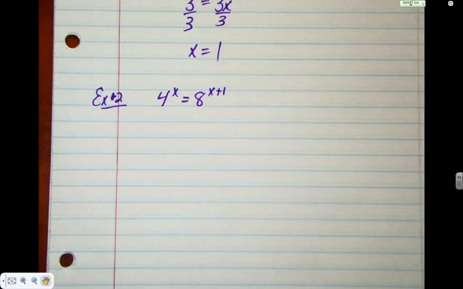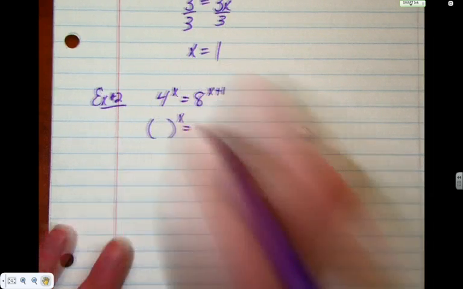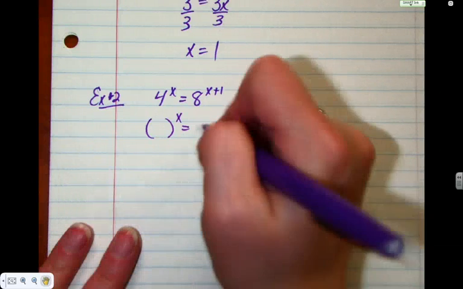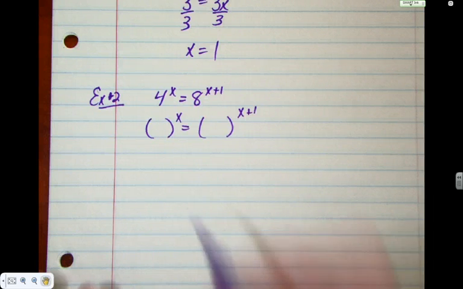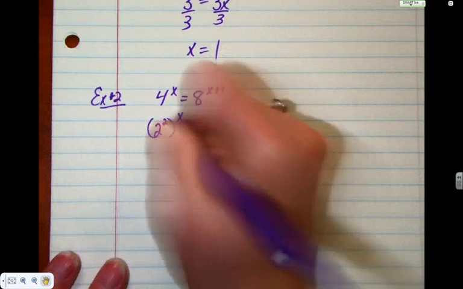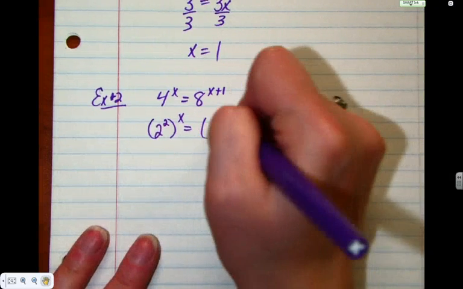What that means is there's an even lower base we can turn them both into. So 4 and 8 are linked to 2. So we're going to change both the bases this time. I'm going to keep that x as the exponent. I'm going to keep the x plus 1 as an exponent. All I'm doing is what's called substituting equivalent expressions. 4 can come out. 4 is equal to 2 to the 2. 8 can come out. It's equal to 2 to the 3.